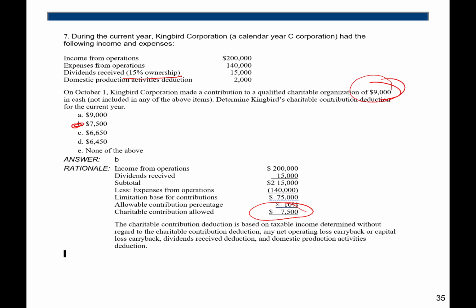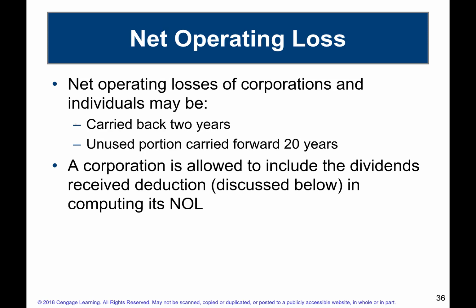Okay. All right. So that would be our limitation. Then, of course, we could carry forward these remaining, whatever it is, 1,500. Okay, all right. Come over and let's take a look at net operating losses.